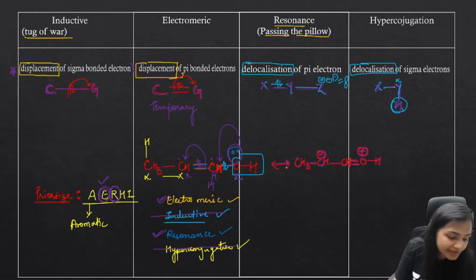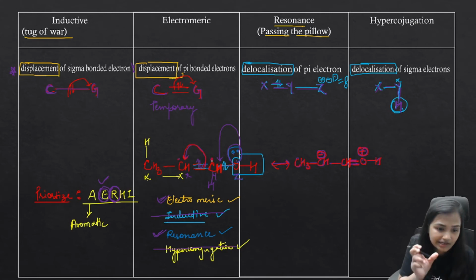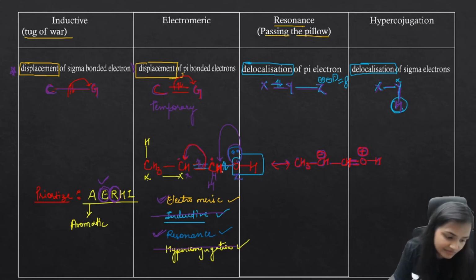No, there should not be a carbocation. I did not intend to put a positive charge there. I was just telling you that this pi bond, if broken, will be negative or positive temporarily. This should not be a positive charge. Here I have to put hydrogen. I just missed that. Okay, fine.